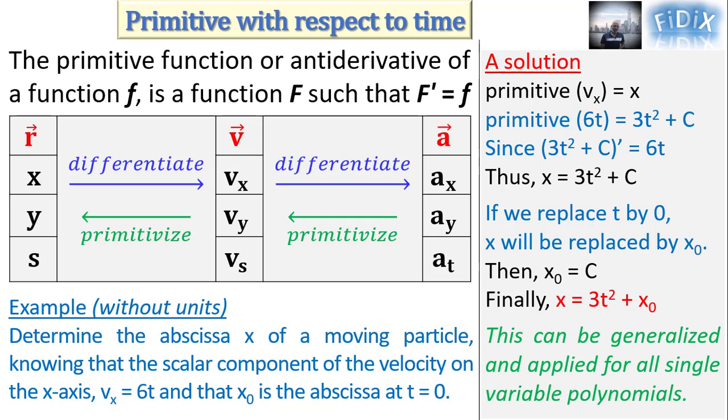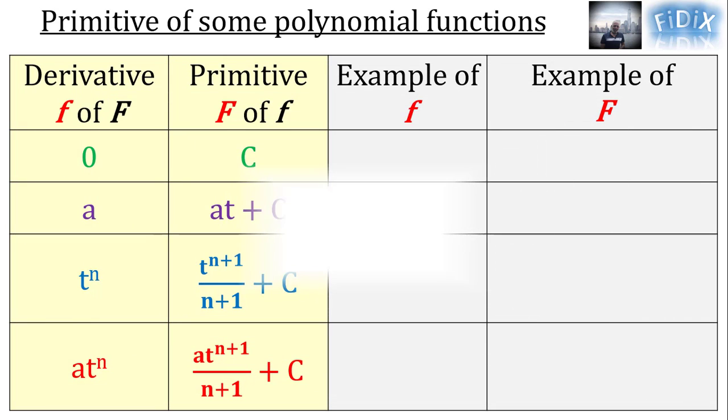This can be generalized and applied for all single variable polynomials by replacing the constant by the value at t equals 0 of the variable we want to determine. Now let's have some examples about the primitives of some polynomial functions. In this table, uppercase F in the second column is the primitive of lowercase f in the first column, while lowercase f is the derivative of uppercase F.